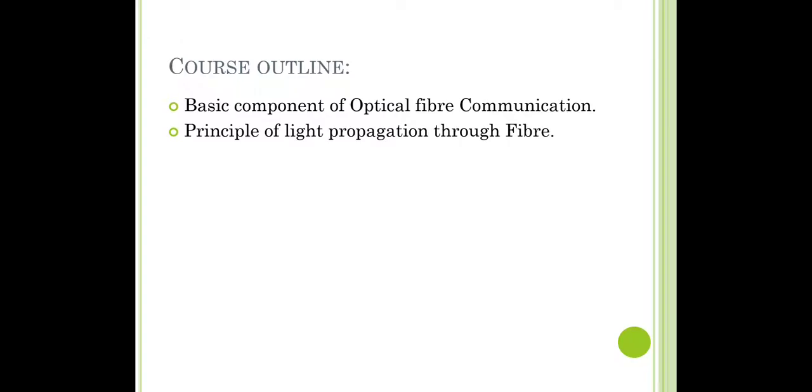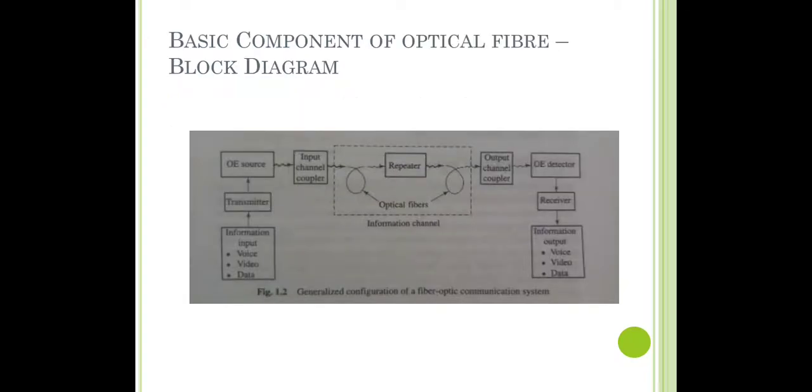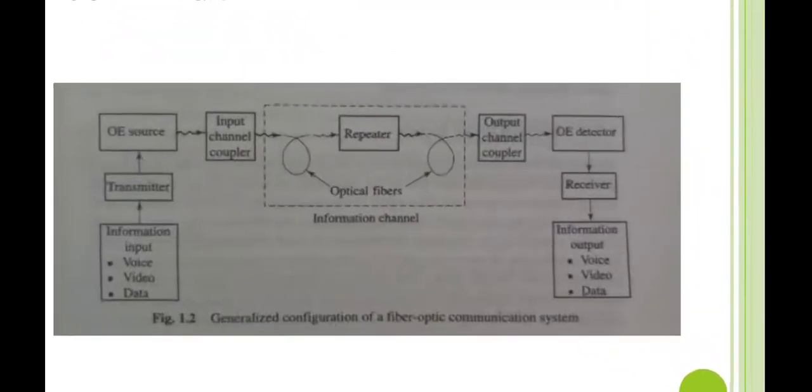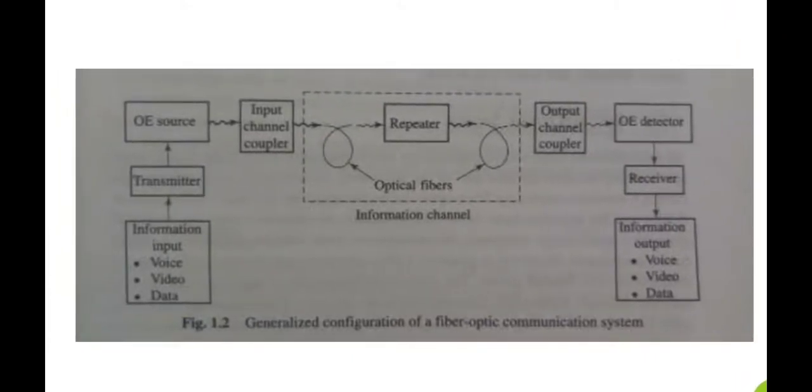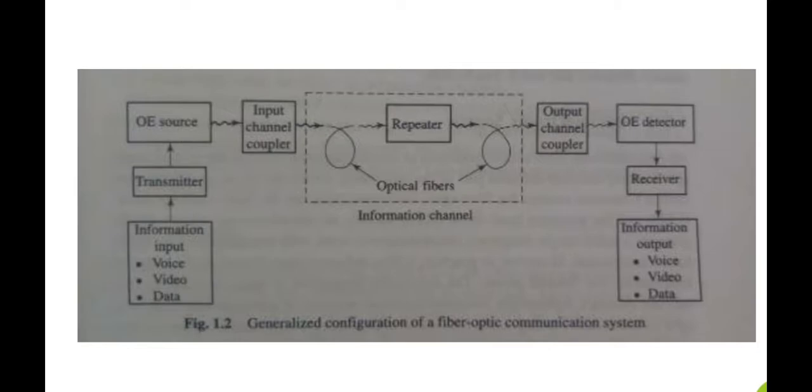So first one is, what are the components that are essential for optical fiber communication? This is shown in the block diagram format. This is the block diagram that shows how the information from the sender to the receiver is carried out via optical fibers. In the last session, we discussed the advantages and disadvantages of using optical fibers for communication. So based on the advantages, we are choosing optical fiber for communication.